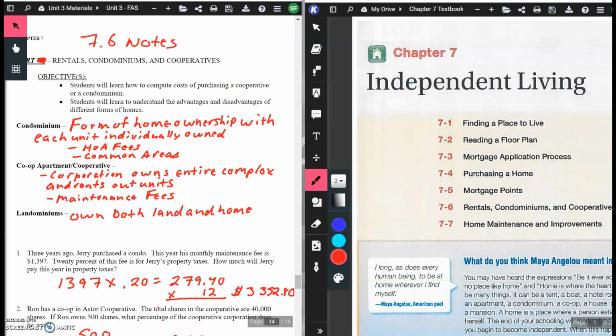All right, section 7.5, that says in your notes, but it's really 7.6 in the textbook. This is on rentals, condominiums, and cooperatives.